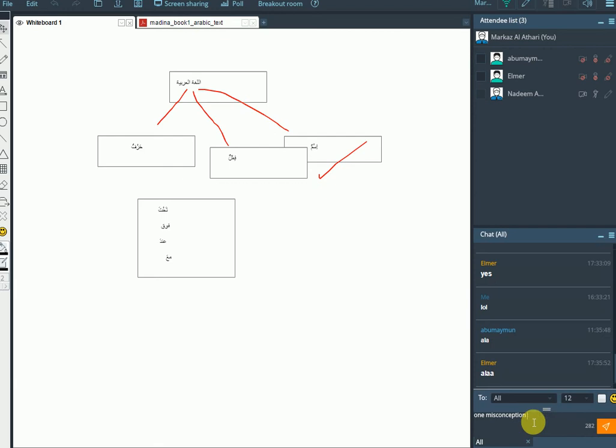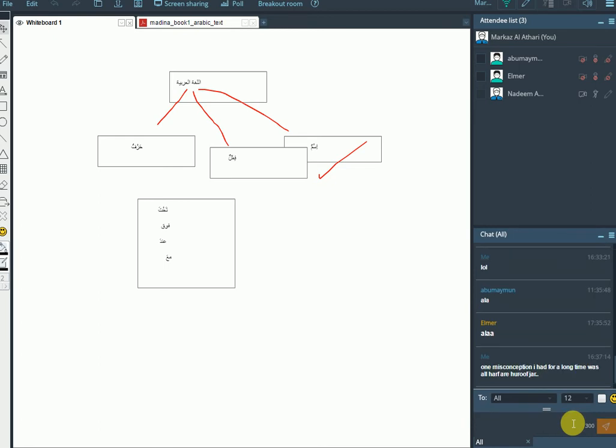Jayyid. And these words, we haven't actually said the official name of it yet, but these names are called dhuruf. Okay, so dharf, the singular is dharf.